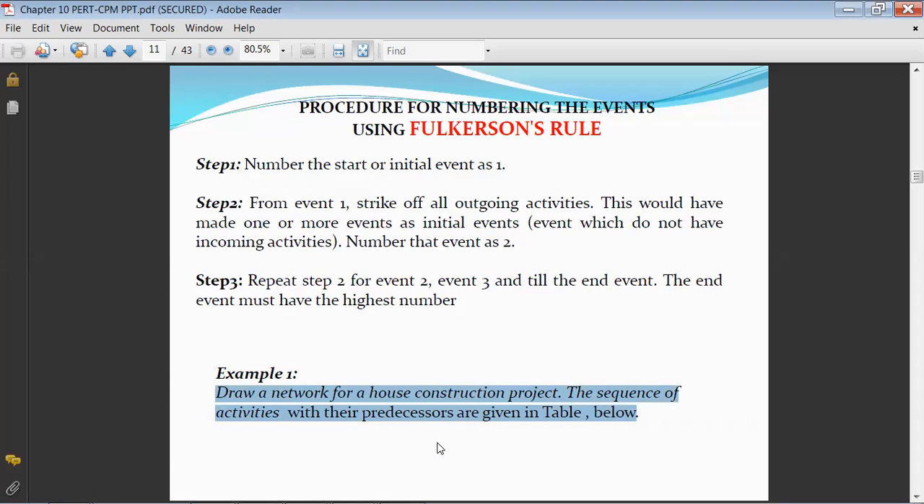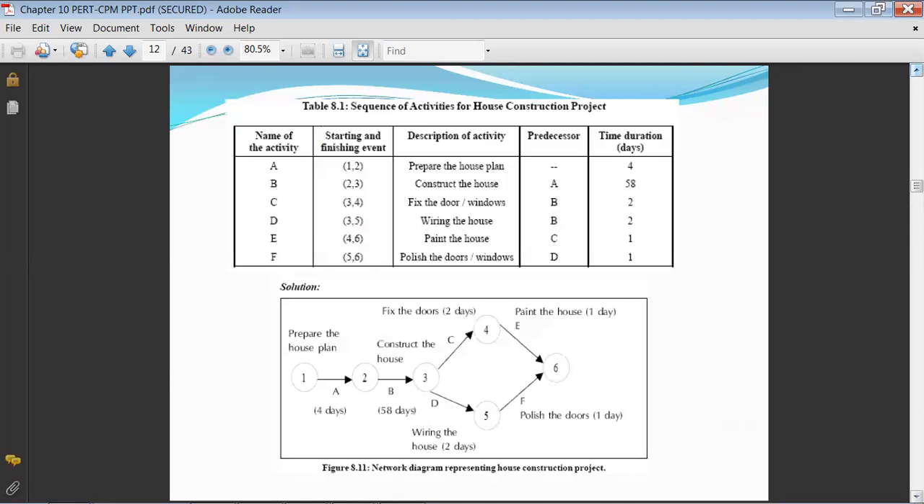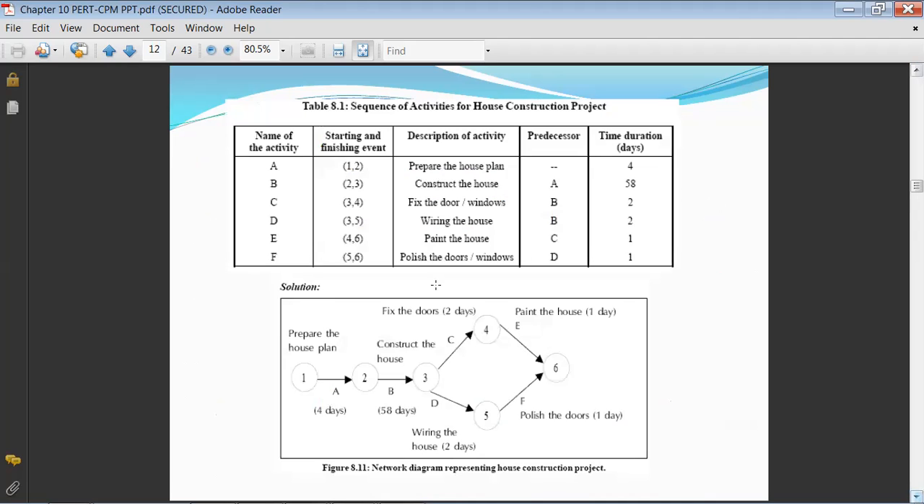Draw the network for a house construction project. The sequence of activities with the predecessors is given in the table below. Now see, the sequence of activities for a house construction project. See the names of the activities: A, B, C, D, E, F. What is the description? For A, the meaning is preparation of house plan. B is construct the house.